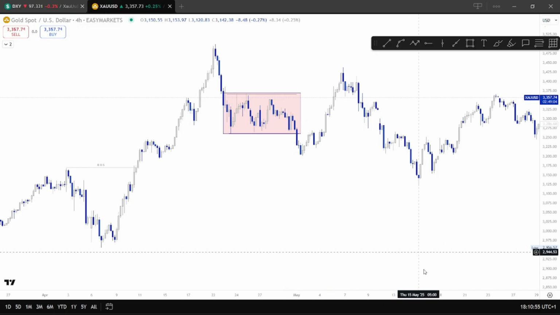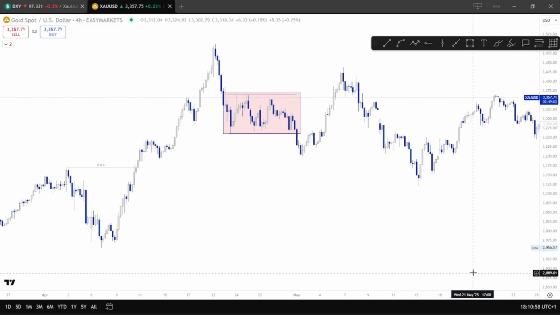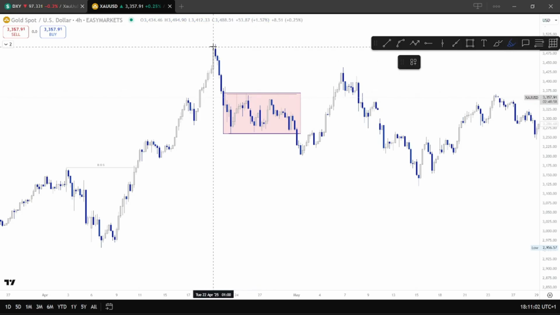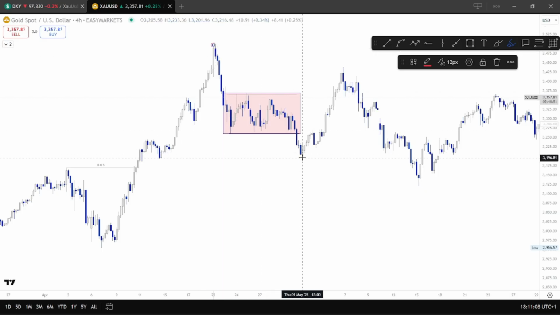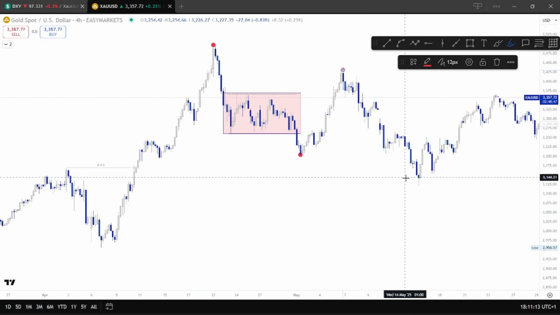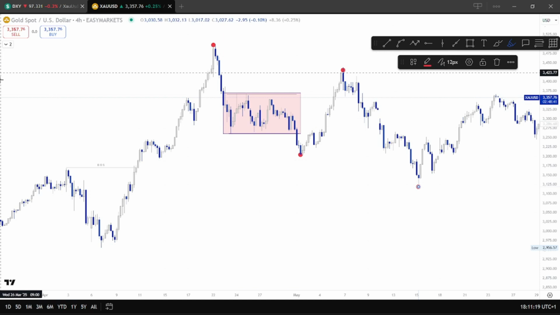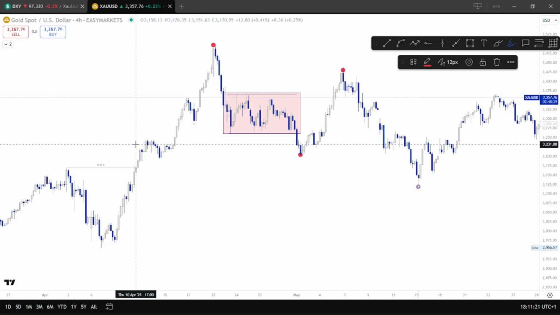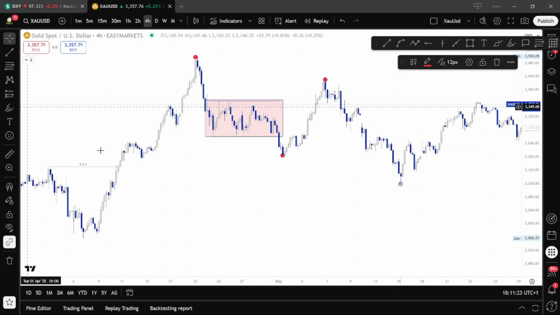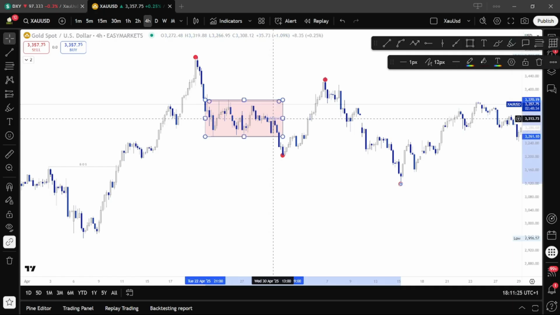We're going to start marking the parent structure before we begin to mark the internal structure. So this is the higher high. And then during the retracement, we begin to see lower lows, then lower highs, and then a lower low. Okay, enough for now. Now let us look at the market and draw the internal structures.